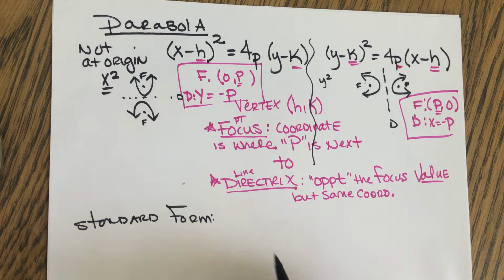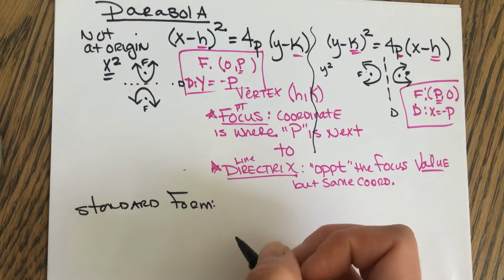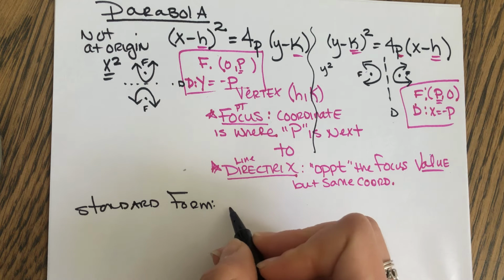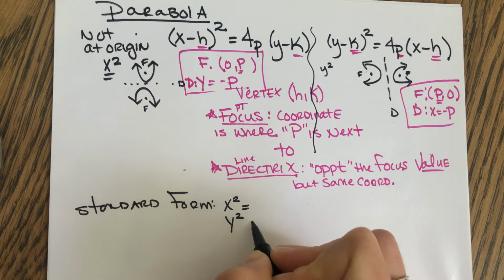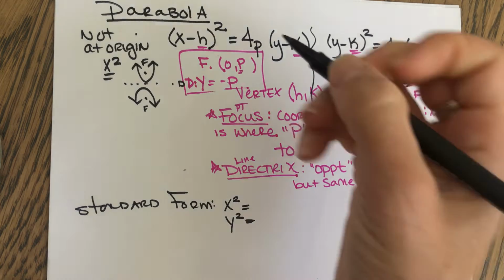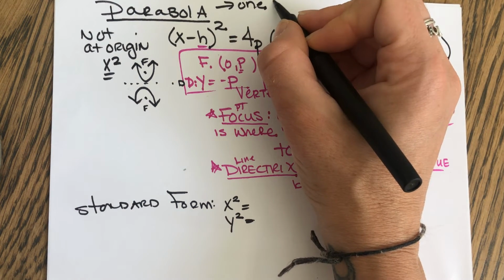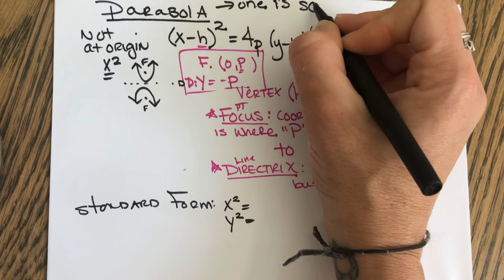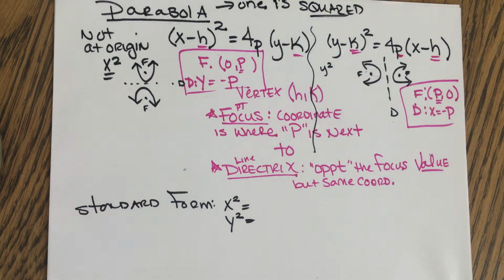form. And for standard form, we want it to look like x squared equals or y squared equals. That's going to be your standard form. You should clearly be able to know when you have a parabola. You have a parabola when only one of the variables is squared, either an x that's squared or a y that's squared.